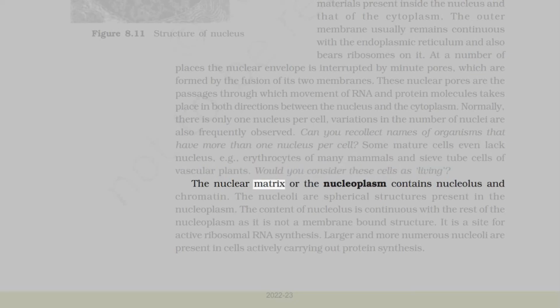The nuclear matrix or the nucleoplasm contains nucleolus and chromatin. The nucleoli are spherical structures present in the nucleoplasm. The content of the nucleolus is continuous with the rest of the nucleoplasm as it is not a membrane-bound structure. It is a site for active ribosomal RNA synthesis. Larger and more numerous nucleoli are present in cells actively carrying out protein synthesis.